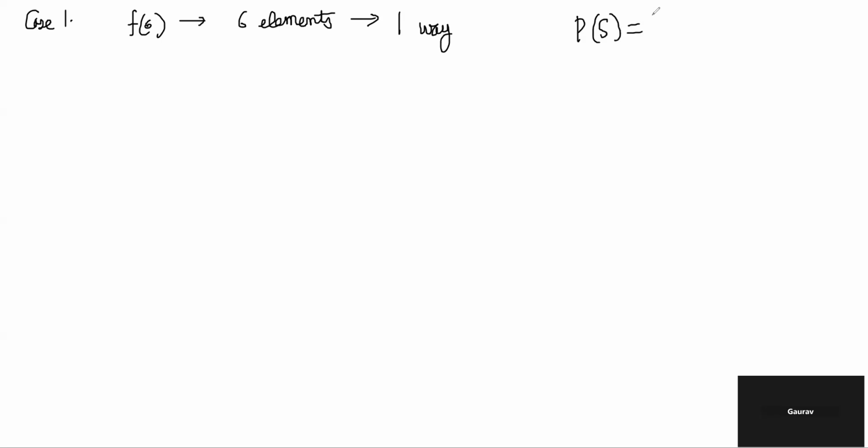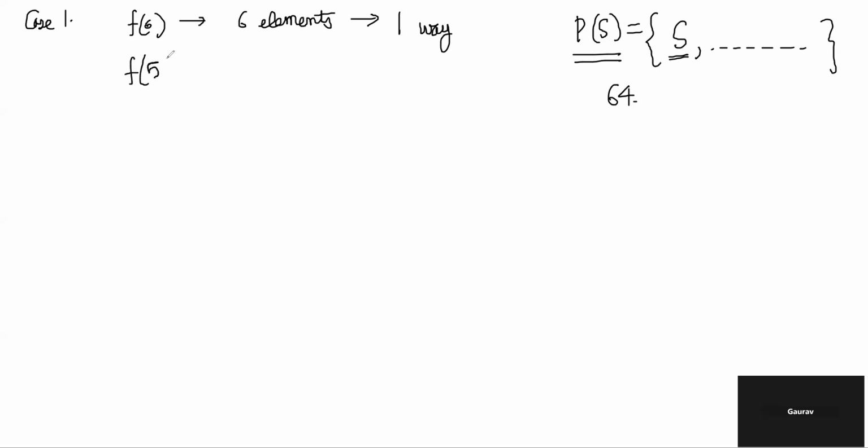So we'll say case one is when f of 6 has 6 elements. So if it has 6 elements, then obviously there is only one way to do that, right? From the power set. The power set of S has one element called S itself, right? So the total number of elements in the power set is 64, but only one element is a 6 element subset. So f of 6, there is only one way.